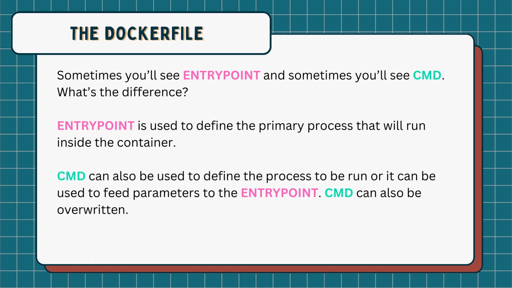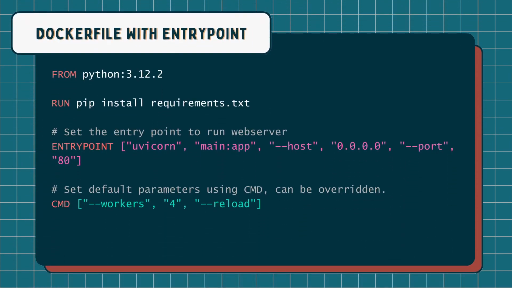A more standard practice is to use ENTRYPOINT to define the main process and then feed it parameters via CMD. If we look at this example with ENTRYPOINT, we can see that this is very similar to our previous example, but this time we are using ENTRYPOINT and CMD together.